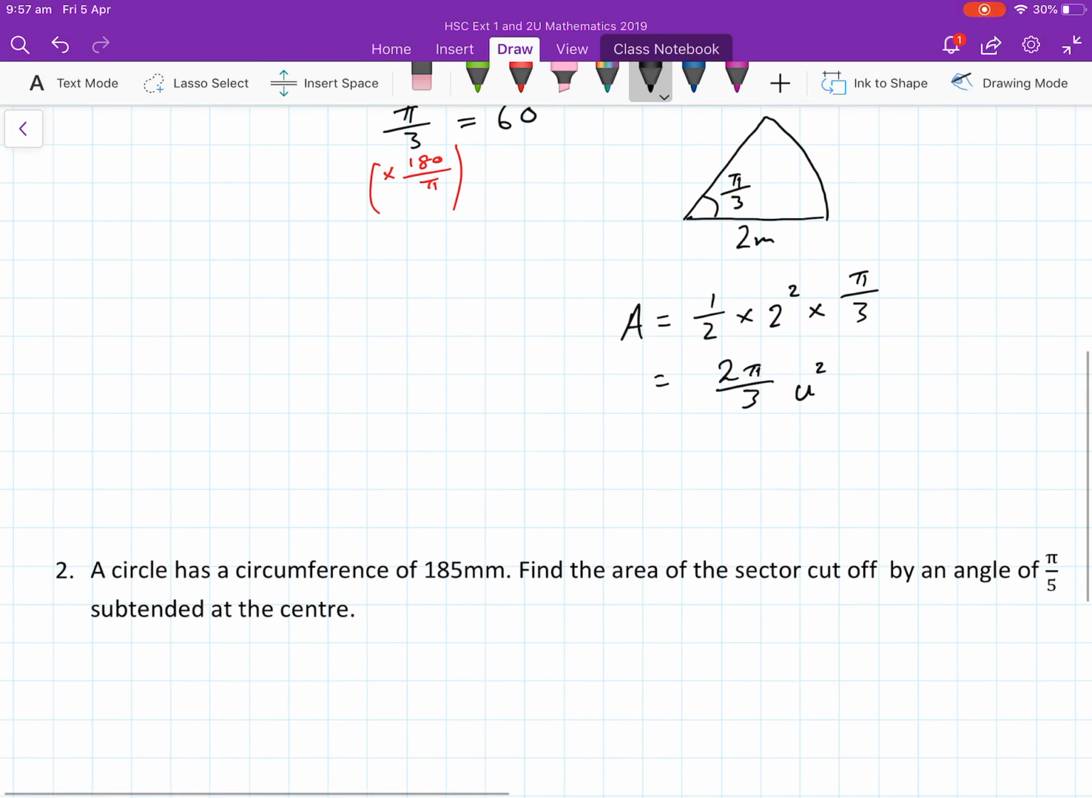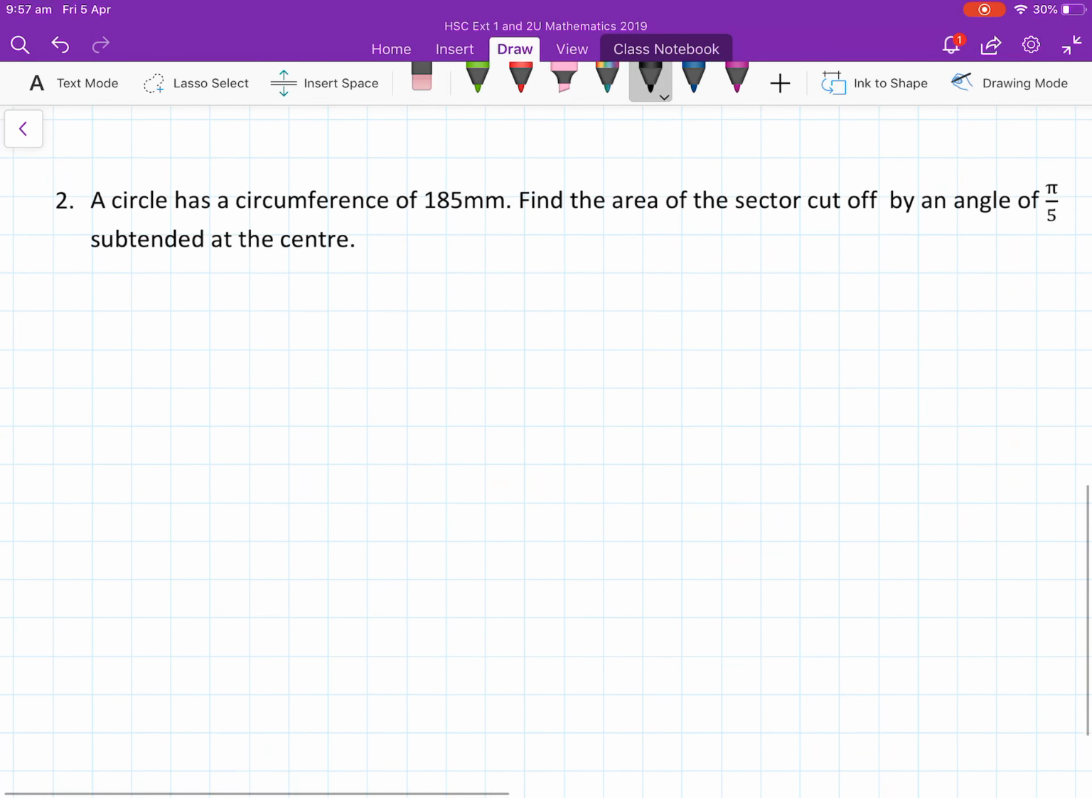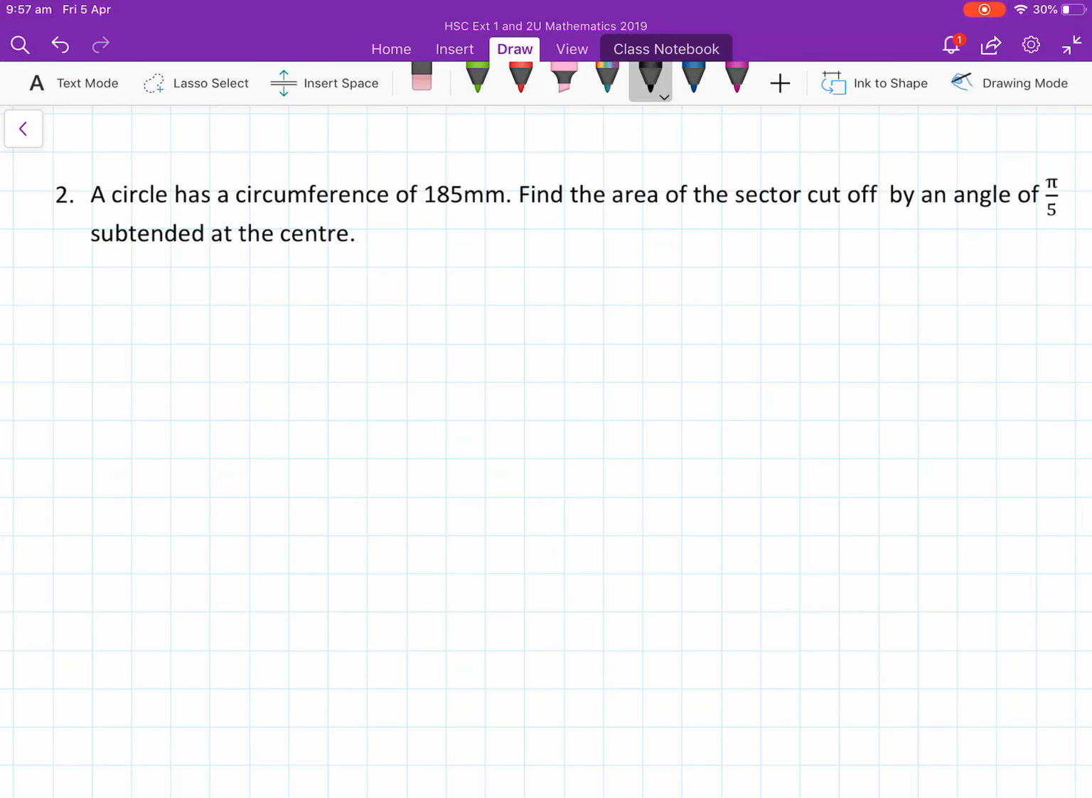Let's have a look at the second example. A circle has a circumference of 185 millimeters, 18.5 centimeters if you like. Find the area of the sector cut off by an angle of pi on 5 subtended at the center. Again, I'll remind you, this word subtended simply means the angle in the center that makes that sector or makes the arc on the circumference. So what we're going to do is draw this. Again, always draw a diagram if it's not provided to you. It's a good habit to get into.